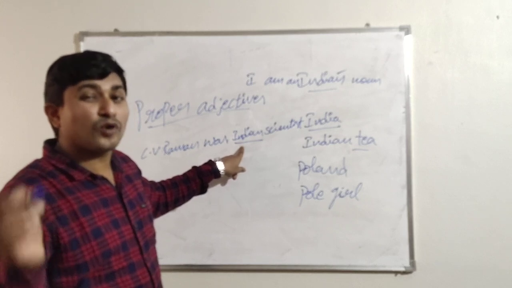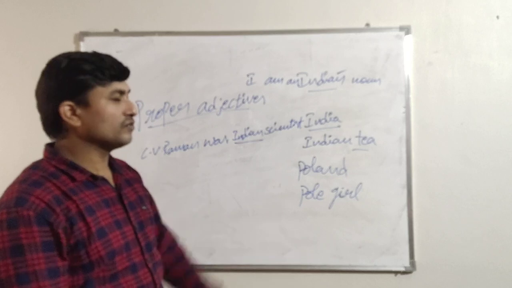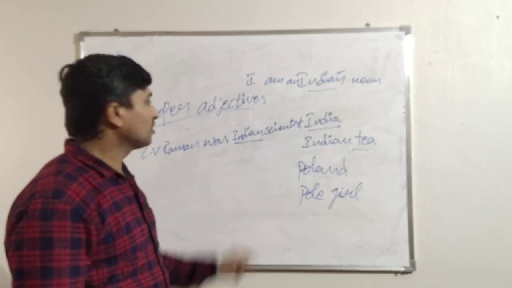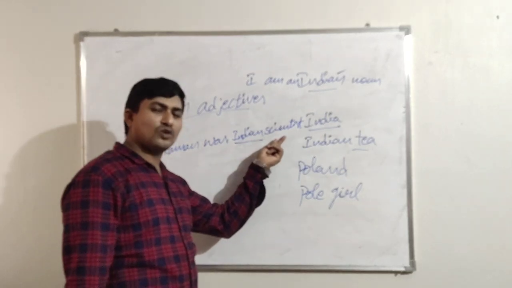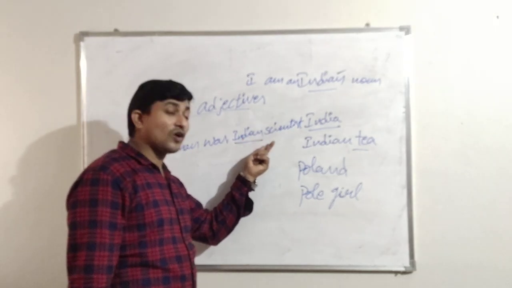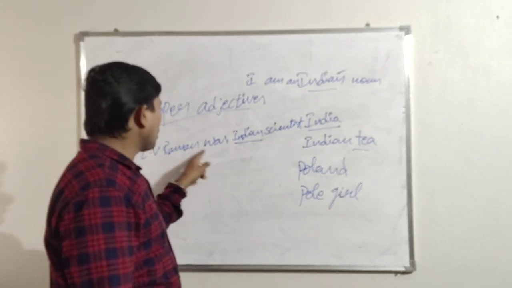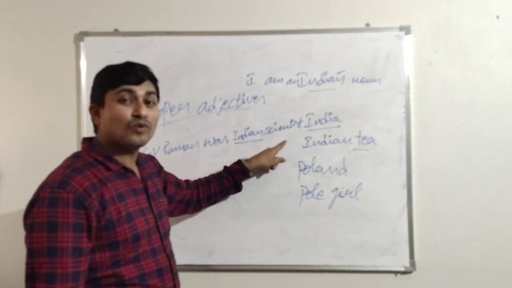What kind of adjective? Proper adjective, because it is placed in front of the noun scientist. Because it modifies. I told you what an adjective is: an adjective is a word that modifies or adds to the meaning of a noun. So C.V. Raman was a scientist. But who?